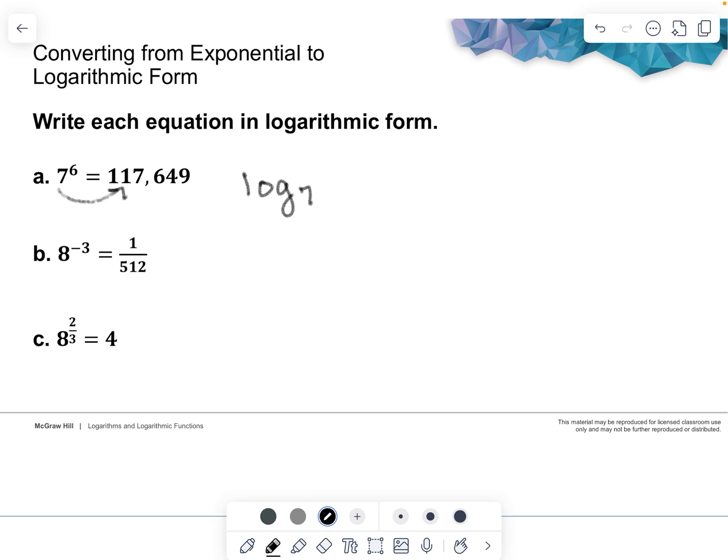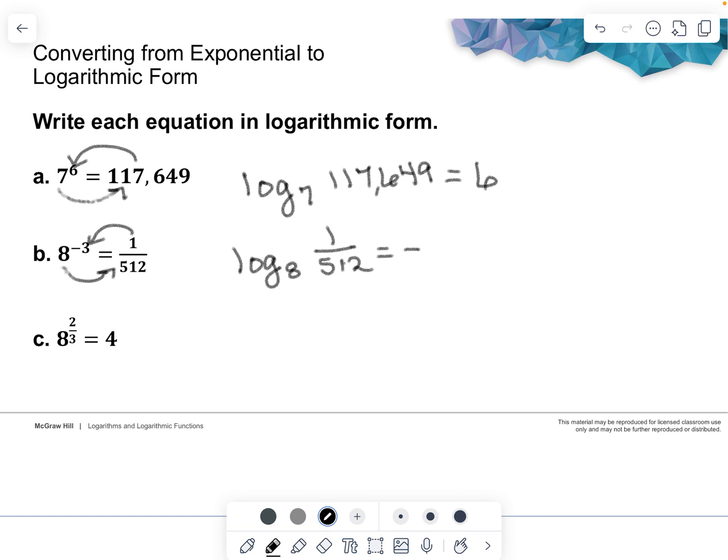Log base 7 of 117,649 is equal to 6. Again, the base of a logarithm is the same thing as the base of the exponent. Same thing again. Log base 8, and this is a subscript below the log, of 1 over 512 is equal to -3.